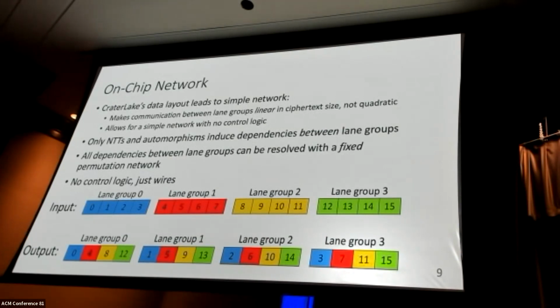And this example shows the specific permutation you have to apply for a toy example of a 4-lane-group, 4-lanes-per-group version of CraterLake. And so the advantage of this approach is a 16x smaller area for the on-chip network compared to what F1 would require to achieve the same performance.